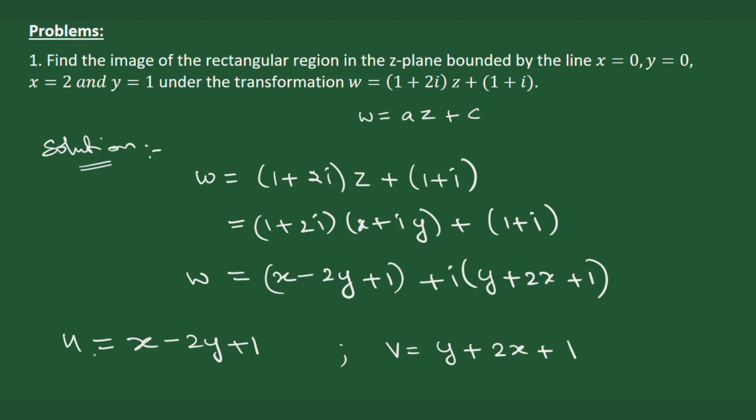So now considering this u and v, we can take the coordinate points from the rectangular region mentioned here in the z plane. We have to first identify the coordinate points of x and y. While substituting these coordinate points x and y, we can obtain the corresponding coordinate points of u and v, which will be represented in the w plane. Okay, so now first let us form a rectangular region in the z plane.